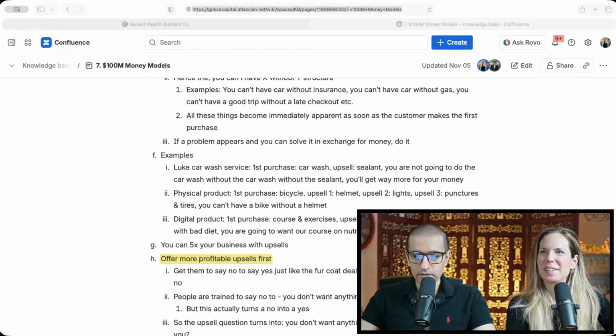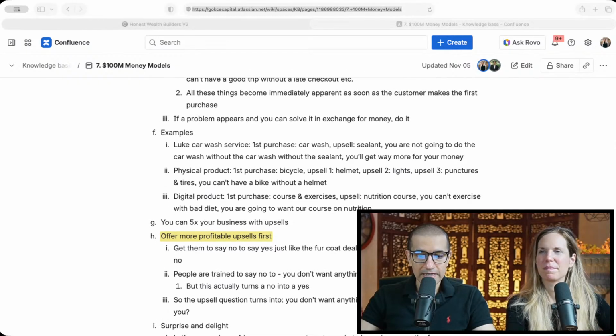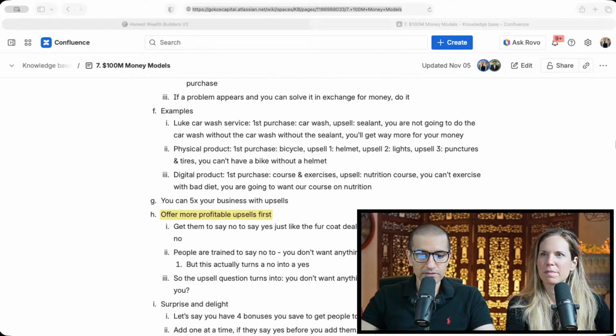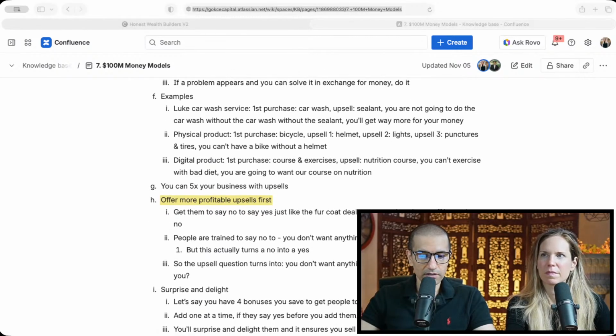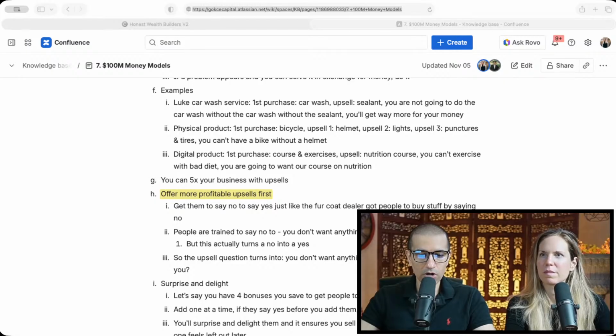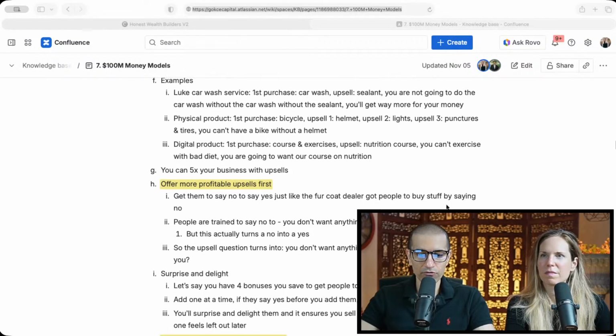Okay. All these things become immediately apparent as soon as the customer makes the first purchase. If a problem appears and you can solve it in exchange for money, do it. Examples: Luke Car Wash. First purchase car wash, upsell, sealant. You're not going to do the car wash without the sealant. You'll get way more for your money.